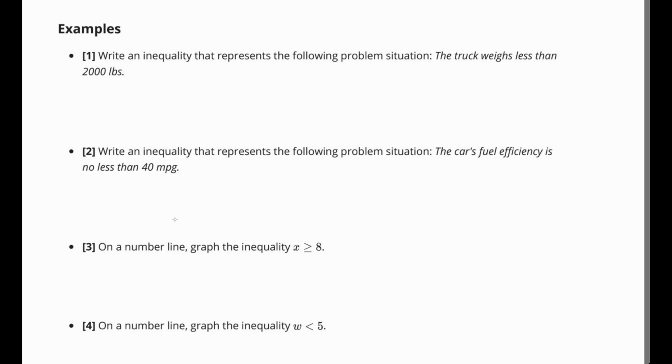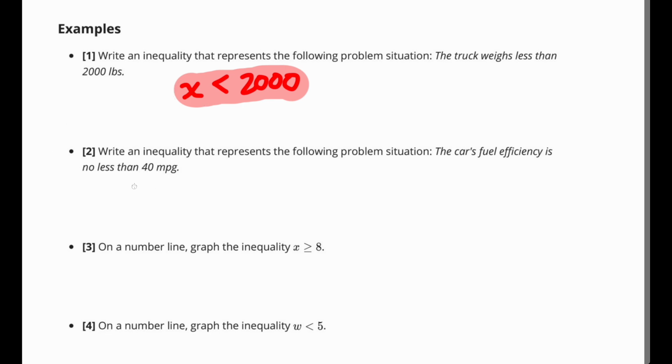So example number one, it says, write an inequality that represents the following problem situation. And it says the truck weighs less than 2,000 pounds. We're just going to have x be the weight of that truck. And since it's less than 2,000 pounds, you're just going to want to write x, meaning x being the weight of the truck, is less than, so you'd use the less than symbol, and then you would put 2,000 like that. And that's basically the answer. There's not much to it for these. Once we start solving, there's going to be a little bit more steps, but for these, there's just going to be a lot of translation.